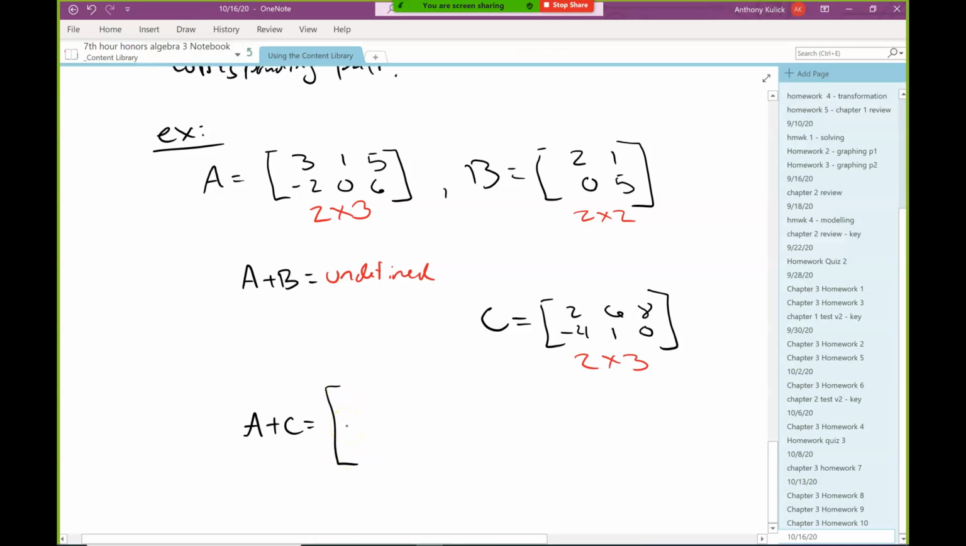Okay. So the way we're going to get the first element in matrix A plus C is we're going to take the first element in A and add it to the first element in C. So we're going to take A11 plus C11 and add them together.